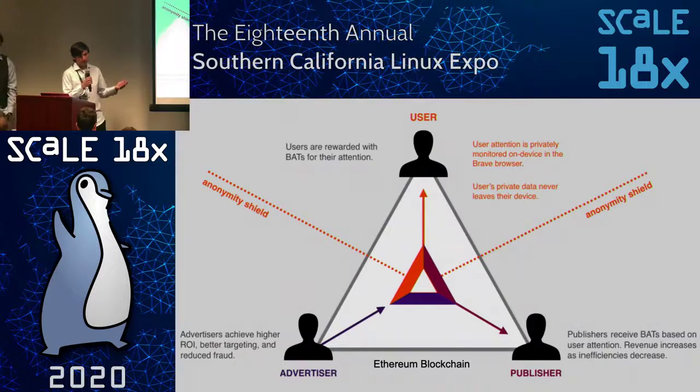So here is an example of the Ethereum blockchain that is used for Brave, where the advertiser inputs BAT, and it gets split between the publisher and the user. The user gets 70% of it, but there also is an anonymity shield, so neither the advertiser nor the publisher is able to recognize or get any information from the user, which is you, when you get the BAT.